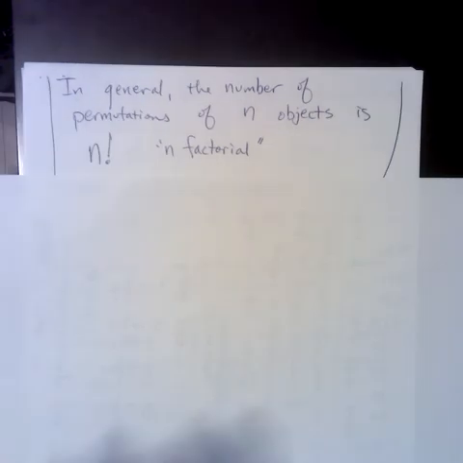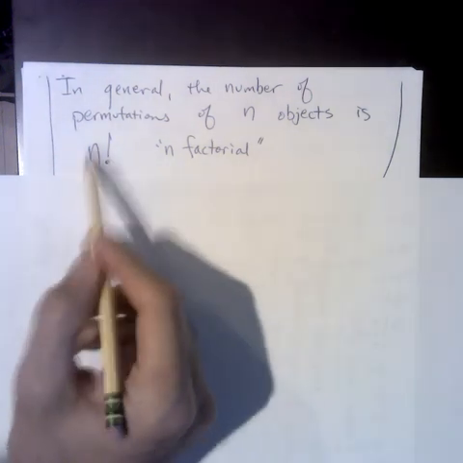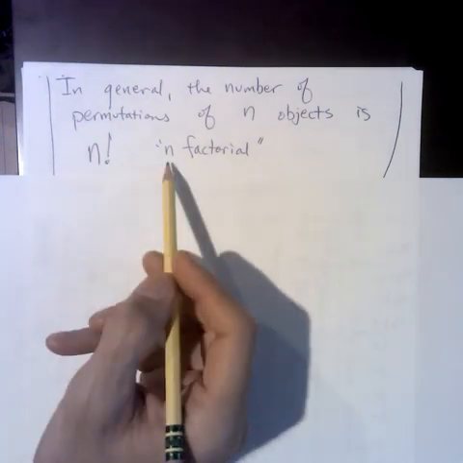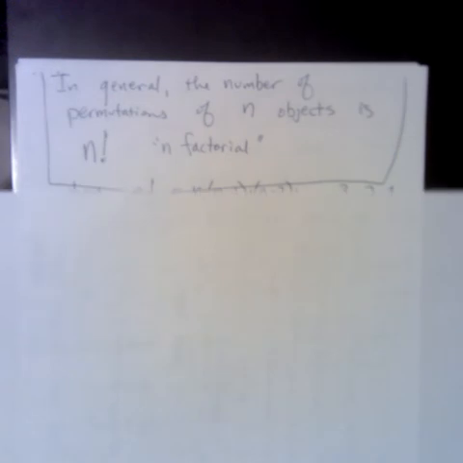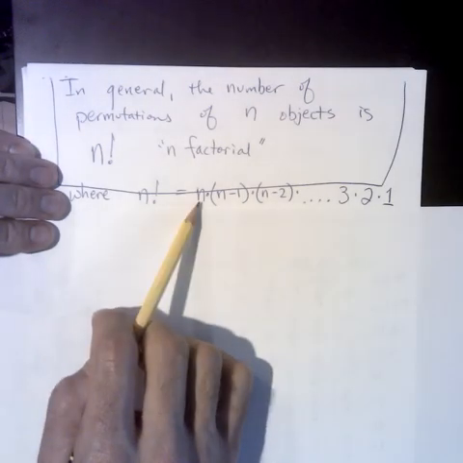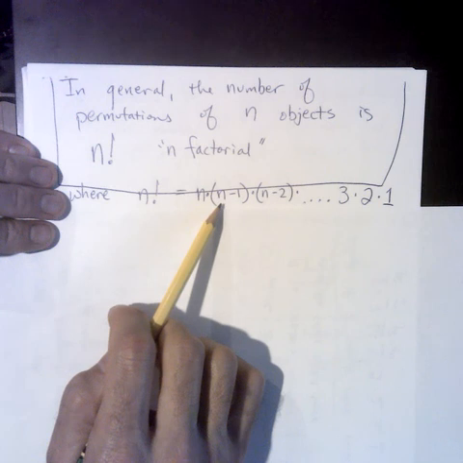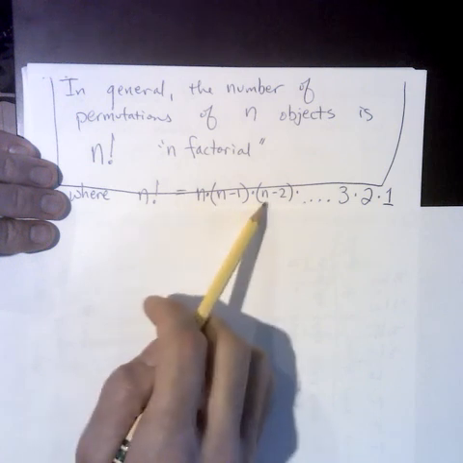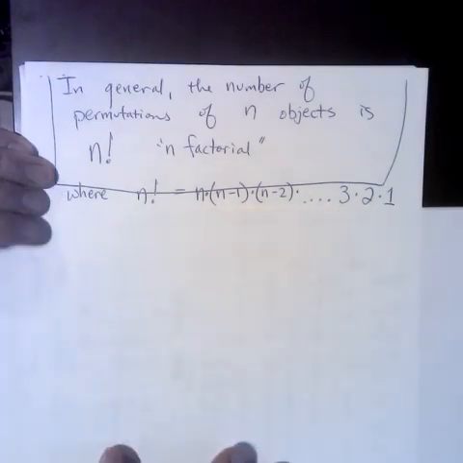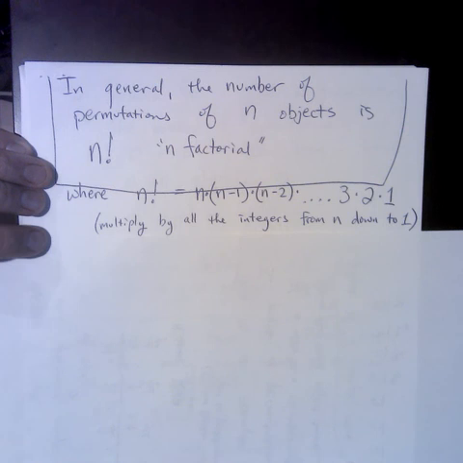In general, the number of permutations of n objects is given by this symbol right here, n with the exclamation point. It's pronounced n factorial. And the formula for factorial is that n factorial is calculated just by starting with the number n and then multiplying by n minus 1, the next smallest whole number, and then n minus 2, and then n minus 3, all the way down to 1. Multiply by all the integers from n down to 1.